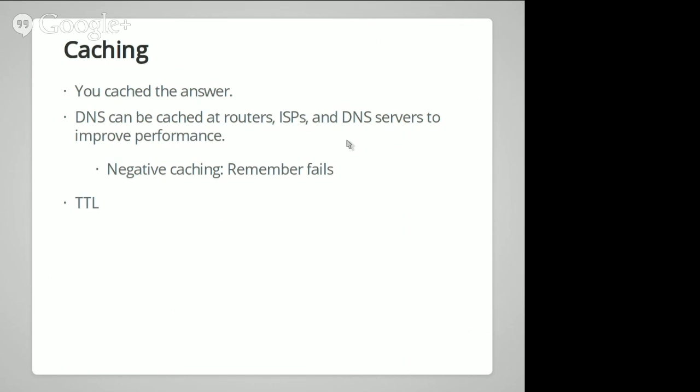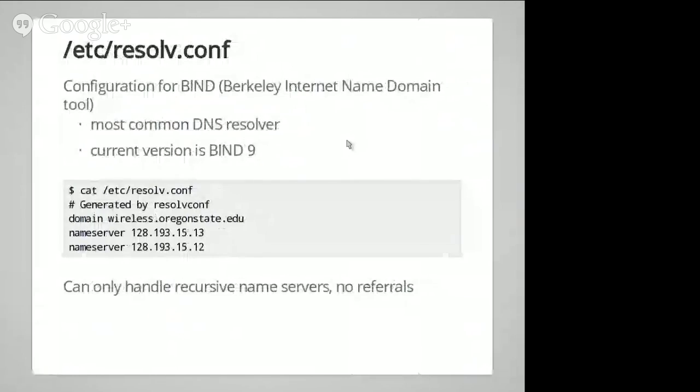There are various strategies to this. Generally, if it's something that's likely to change soon, you want to have a shorter time to live. If it's something that's unlikely to change very often, you want it to be cached more aggressively. You'll give it a longer time.